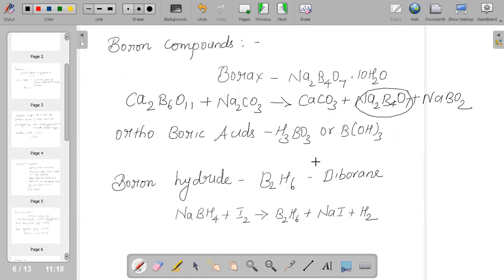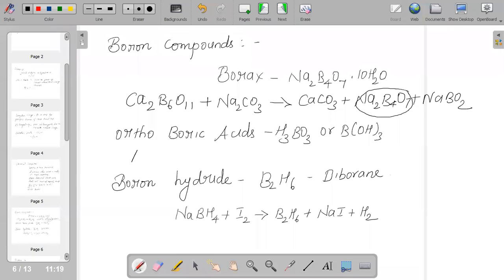And next, when we talk about one more compound, that is boron compounds, it is orthoboric acid, H3BO3, or it can also be written as B(OH)3. So how is it prepared? Boric acid or orthoboric acid is prepared from borax. That is, when borax is reacting with hydrochloric acid, it gives us boric acid plus sodium chloride.